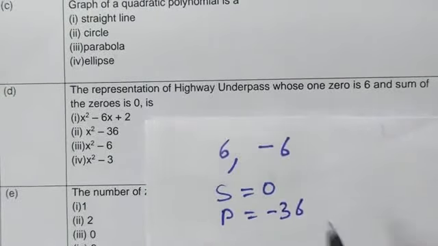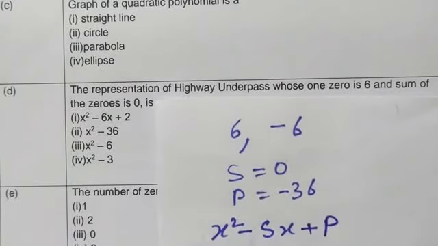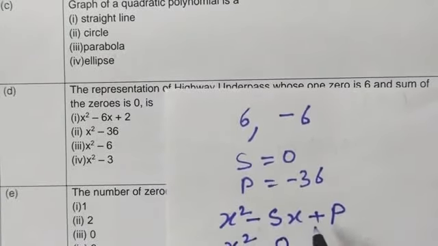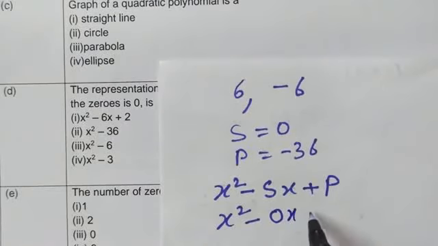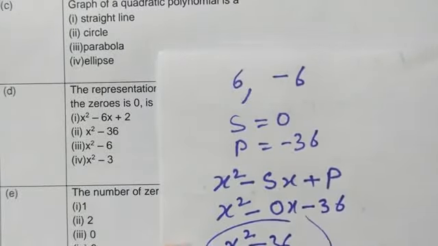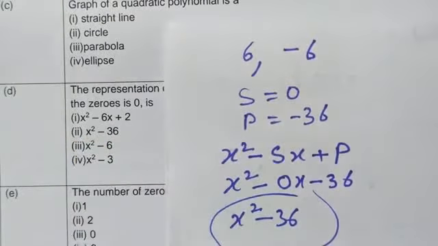Multiply these. Now we have a formula. If the sum of zeros and the product of zeros are given, then how do we find that polynomial? This is that formula: x square minus sx plus p, where s is the sum and p is the product. So fill in the values: x square minus 0x plus minus 36. So the polynomial is x square minus 36. This is the polynomial which is asked here. So the second part is the correct answer.